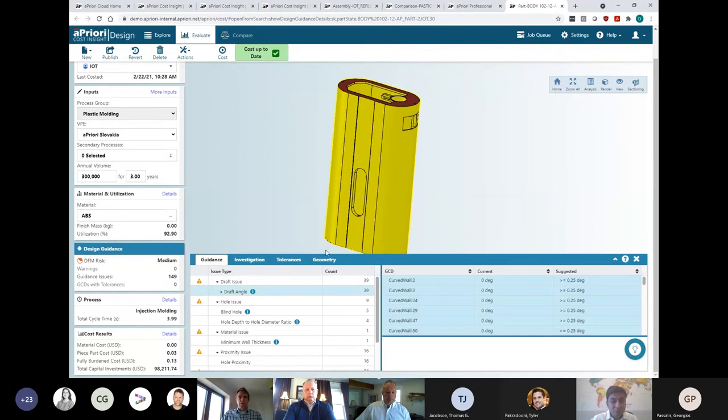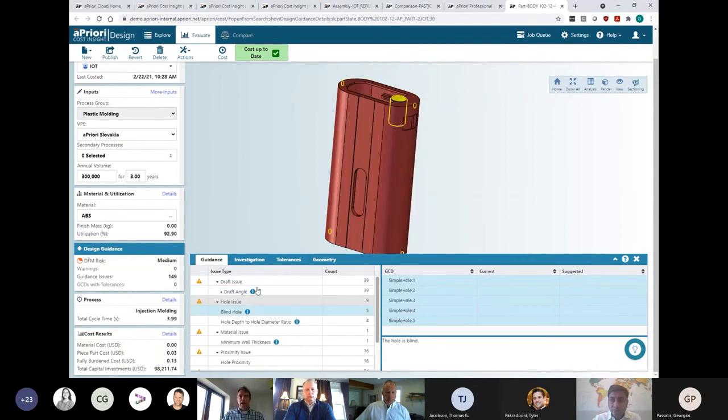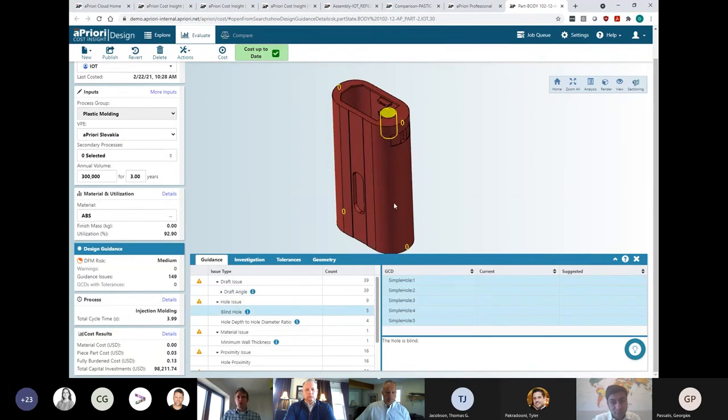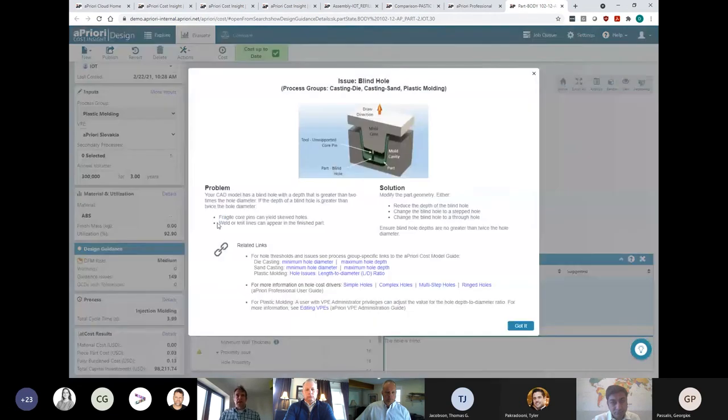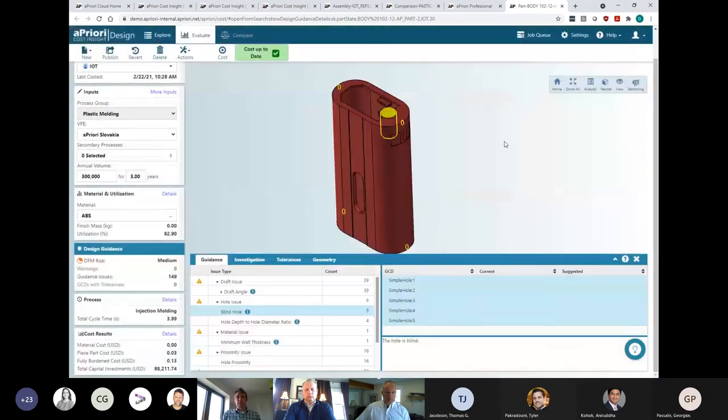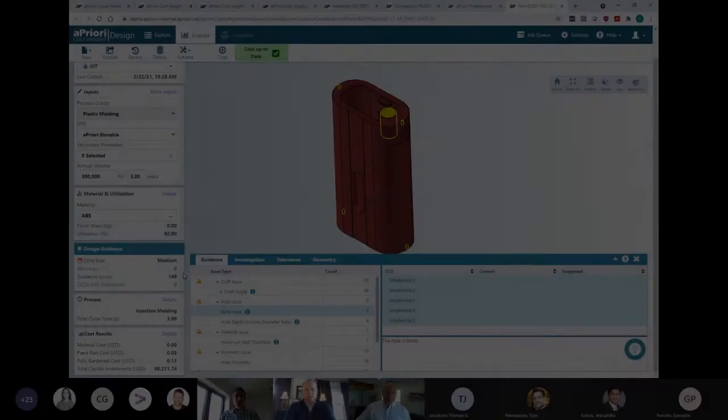So here, for example, are areas where I've not considered a draft or where I've designed in blind holes, which is fine from a design perspective, but here's some guidance as to why the increased manufacturing complexity would push cost up. As a design person, I basically take advice from this list of features.